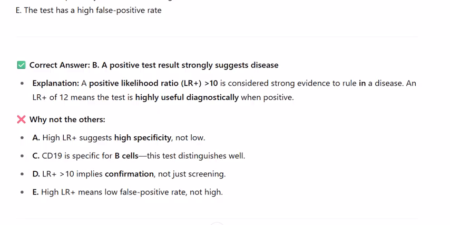Why not the others? A. High LR+ suggests high specificity, not low. C. CD19 is specific for B cells. This test distinguishes well. D. LR+ above 10 implies confirmation, not just screening. E. High LR+ means low false positive rate, not high.